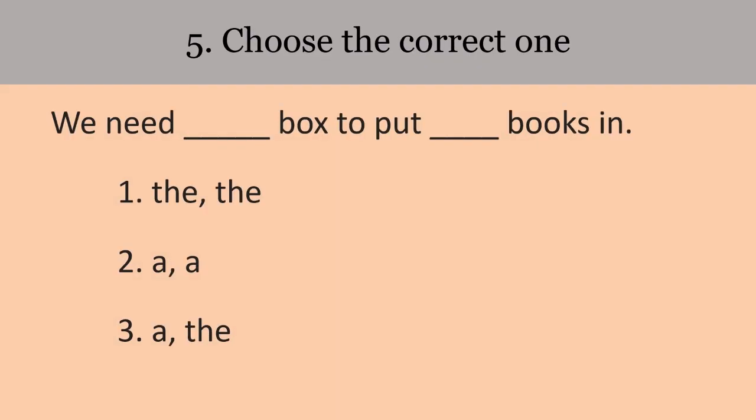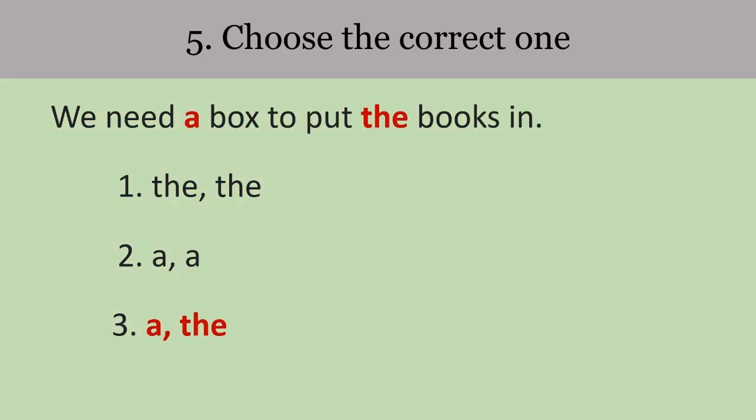In question number 5, we have two blanks, one in front of box and the other in front of books. You have two words here in each choice: the and the, a and the, and and the. These are articles which you need to put in front of these two nouns. The correct choice for question number 5 is 3.